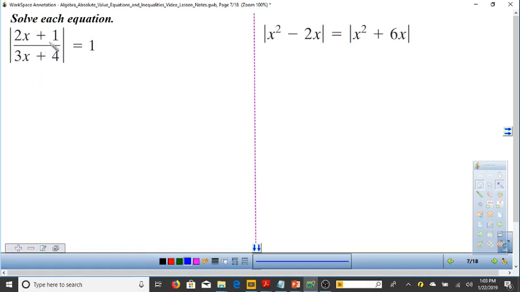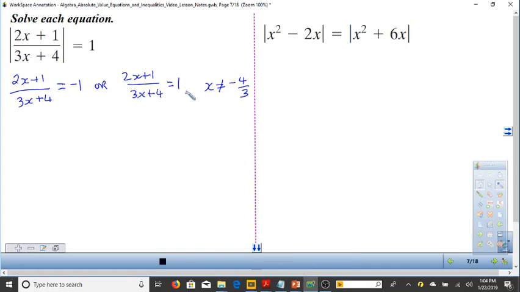So in this case, the absolute value is already isolated, so we're going to interpret it. 2x plus 1 over 3x plus 4 is equal to -1, or 2x plus 1 over 3x plus 4 is equal to +1. And if you recall, since we have a rational equation here, we have to bear in mind that the denominator is not allowed to be 0, so x cannot be -4/3, which I got from setting the denominator equal to 0 and solving for x.